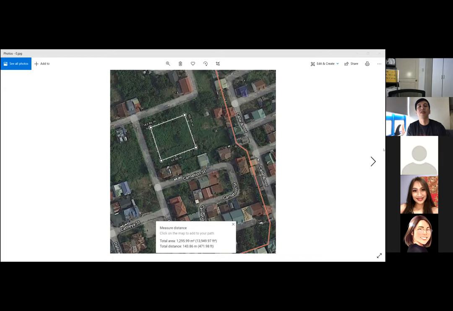Around 1,000 square meters din. So, you know na, limited 500. Opo, liliitan ko po. Sige.